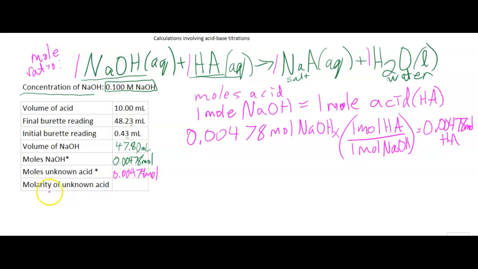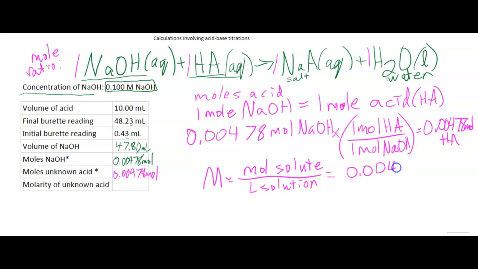Now, the last step here is I want to find the molarity of my unknown acid. Remember, molarity is moles of solute divided by liters of solution. We know our moles of solute. In this case, our solute is HA, so we have 0.00478 moles of HA. What's the liters of solution? This is the volume of our solution. Specifically, we're looking at the volume of acid. Volume of acid here is 10.00 milliliters.